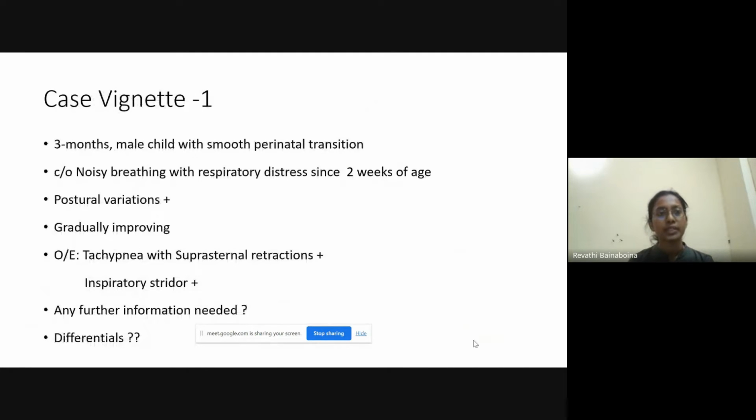Coming to the first case scenario, a 3-month-old male child with smooth perinatal transition presented with the complaints of noisy breathing with respiratory distress since 2 weeks of age. There were postural variations also and gradual improvement. On examination, there was tachypnea with suprasternal retractions and inspiratory stridor. What are the differentials?